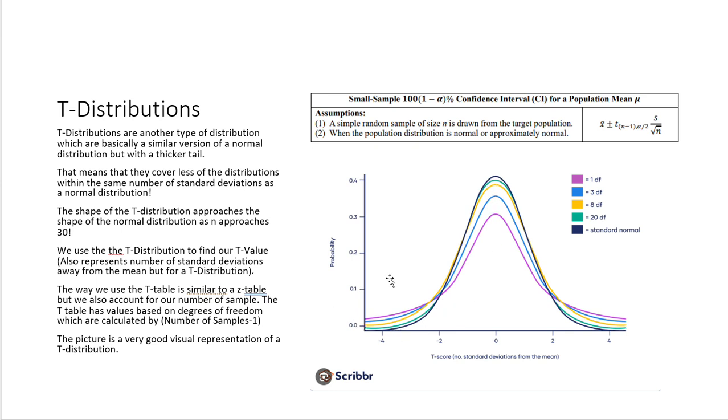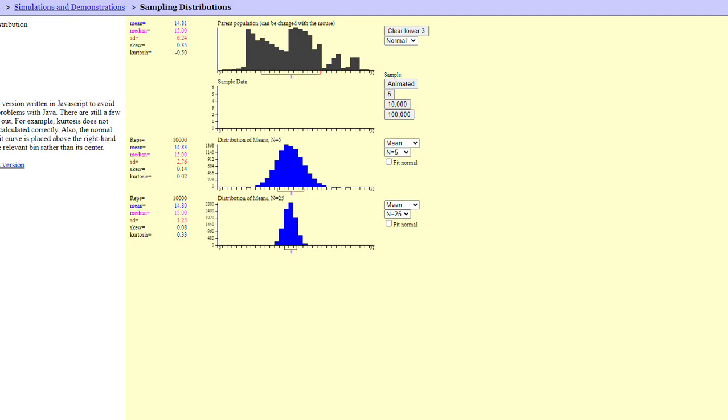So how we go about solving a question where n is less than 30 and we don't know the population standard deviation: we can use our sample standard deviation as an estimate, but we have to use this t table to get the number of standard deviations we're away from the mean. So let's quickly try to draw this.